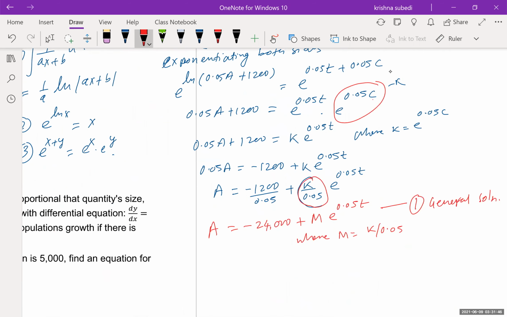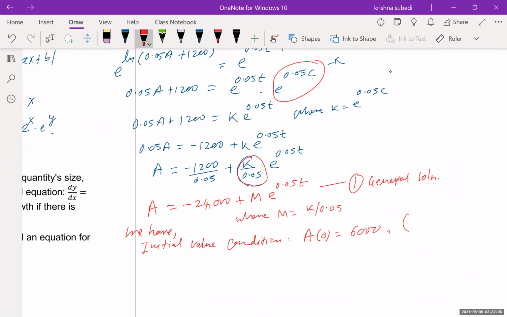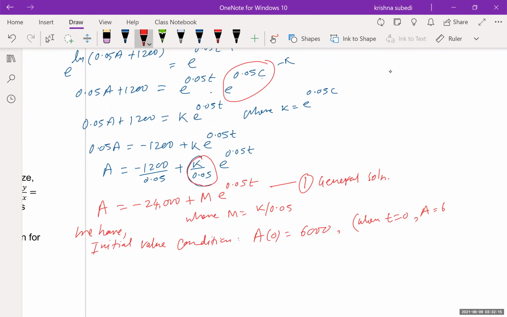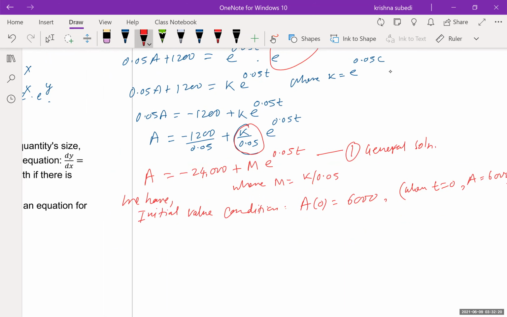So given, we have the initial value condition as A of 0 equals 6,000, right? This is the initial value condition we have. What it means is, when t is 0, your A is 6,000. That's the meaning here, right? So let us substitute that value in equation 1.